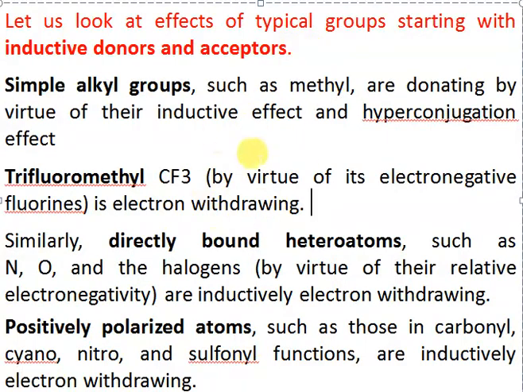So in summary, we can say that inductively donating groups are alkyl groups because they can donate with respect to inductive effect as well as hyperconjugation, whereas trifluoromethyl group withdraws because of the 3 fluorine attached. Any heteroatom such as nitrogen, oxygen or halogen which is directly attached to the benzene ring, or positively polarizable atoms such as those of carbonyl, cyano, nitro, sulfonyl, these are also withdrawing with respect to the inductive effect, right?